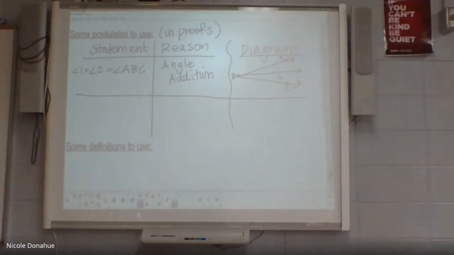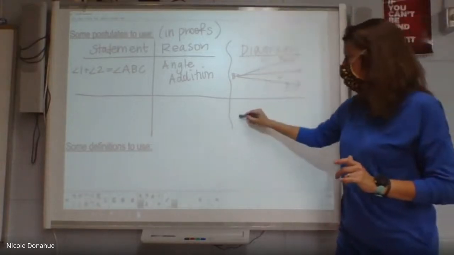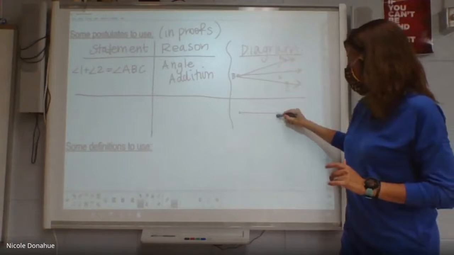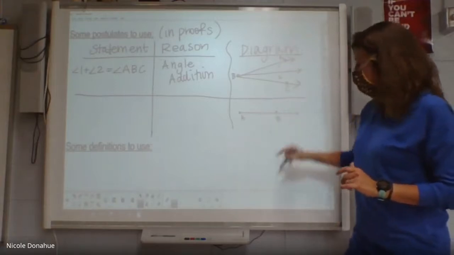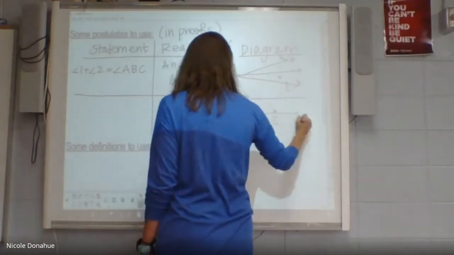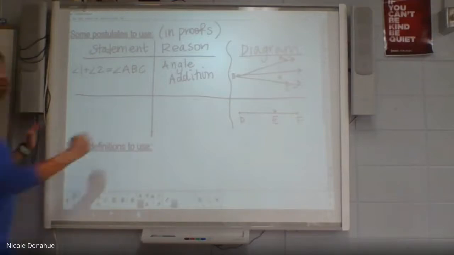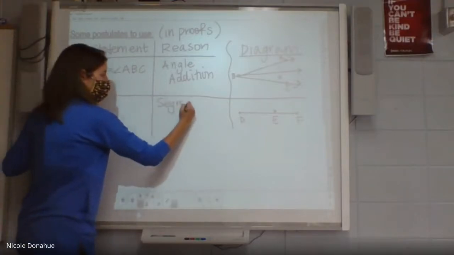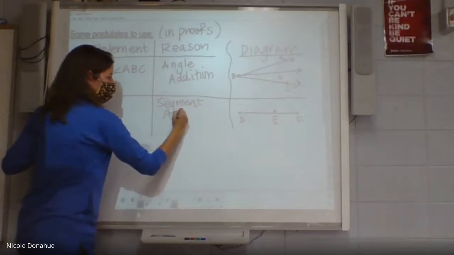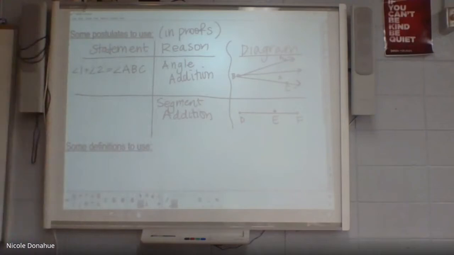We can do the same thing with segments. So hopefully you have a little bit of space. If you don't, you can maybe write it above. This one's just a segment, so it's not as big of a drawing. Well, let's use different letters, sorry. So let's use D, E, and F. Just like we did for angle addition, we can also do segment addition.